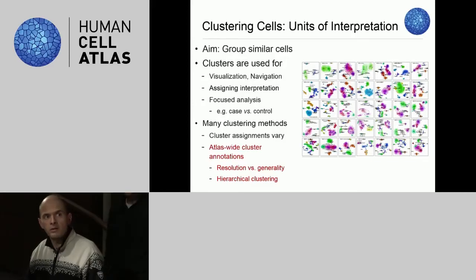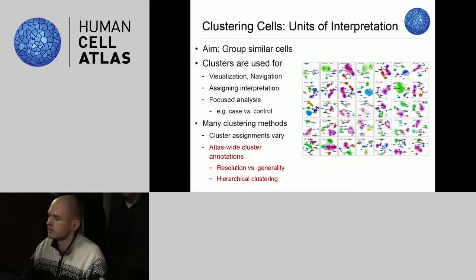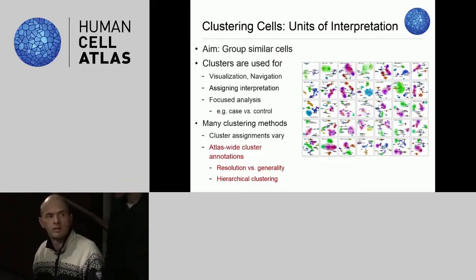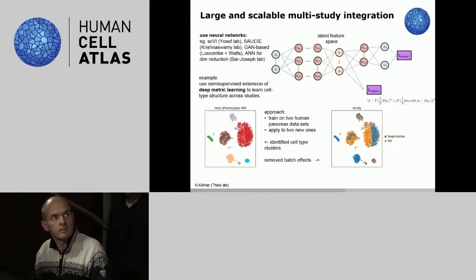The other thing to point out in these types of representations is that there's a necessary trade-off between the resolution that you can get, and you can get very high resolution, let's say, within a focused tissue, within a very focused collection, versus the generality of these clusters, where you can jump from one tissue to another across an entire atlas, or maybe even organisms. So again, this trade-off will be there, and in some form will need to be handled by the atlas.